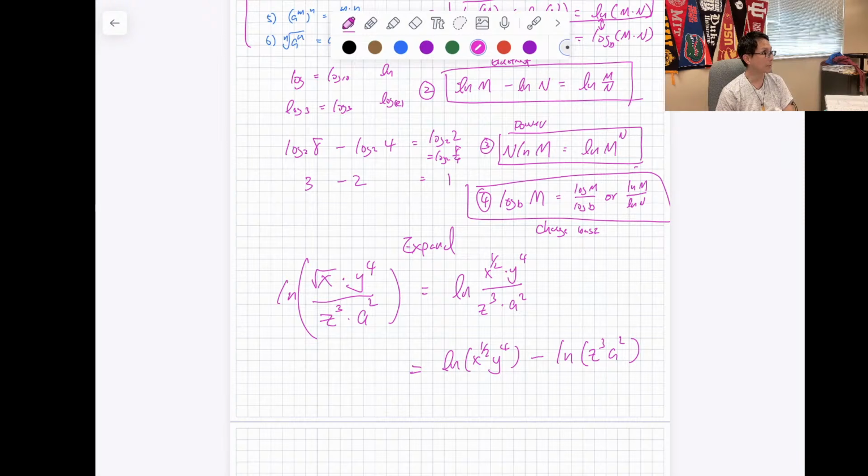Am I going too fast? Okay, so I'll slow down. Which part you don't understand, Danisha? Do you understand so far? If it's division, you're going to change to two different logs. It'll be log of the top minus log of the bottom.